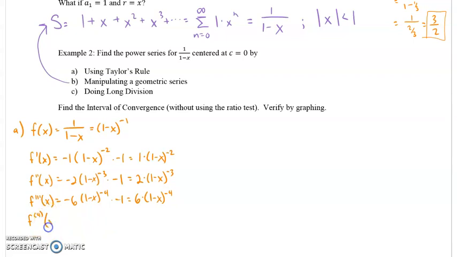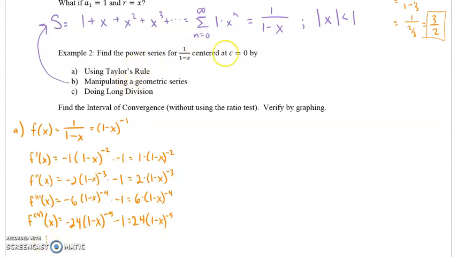The fourth derivative of x is going to be the derivative of the third derivative. That's negative 4 times 6 is negative 24. And then we drop the exponent down by 1, and we remember the chain rule, and we get negative times negative is once again positive. Positive 24 times 1 minus x raised to the negative 5. And we're going to continue this pattern forever.